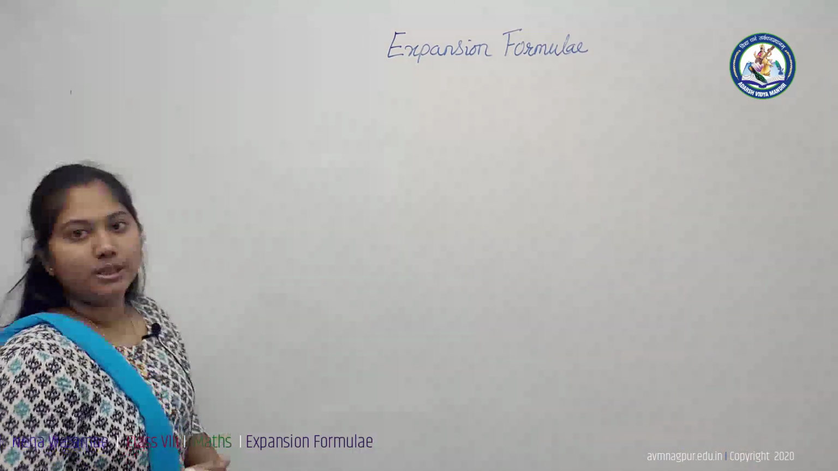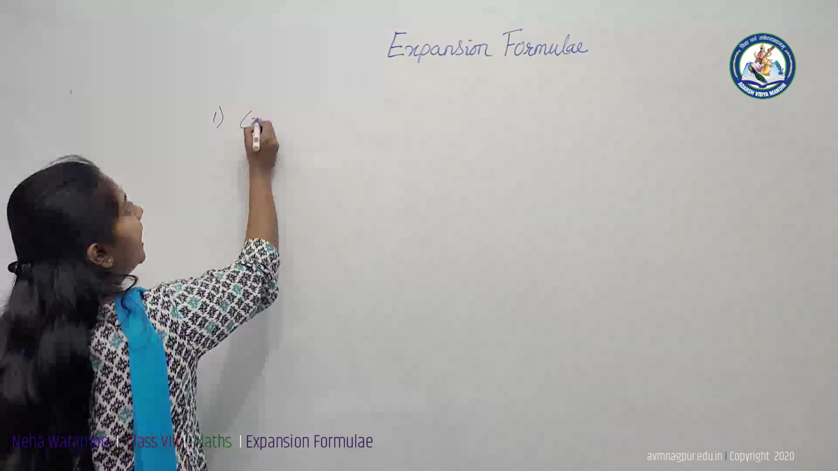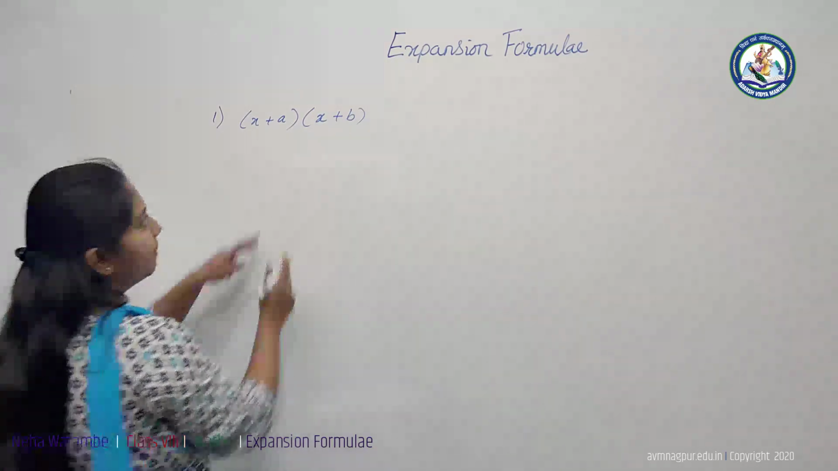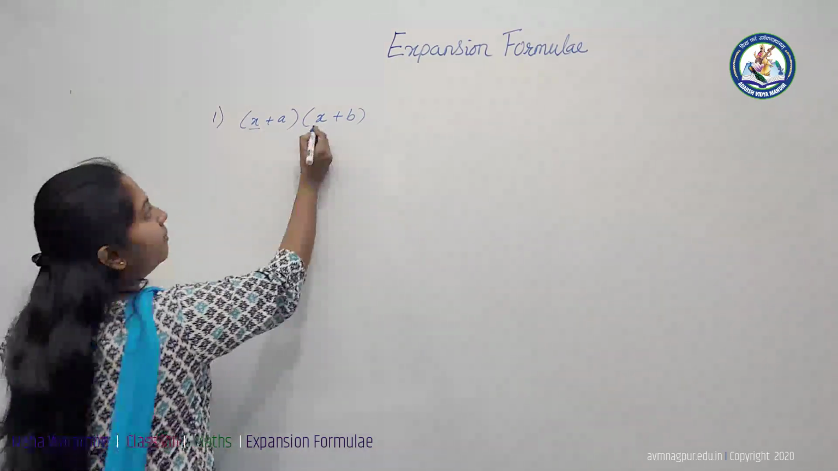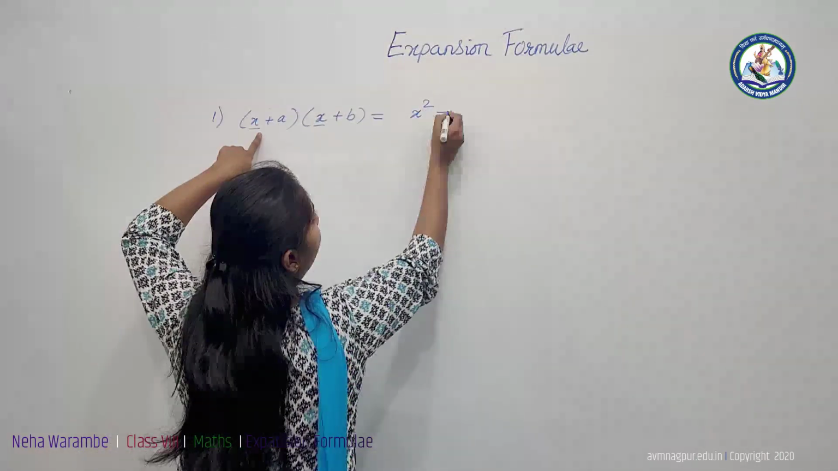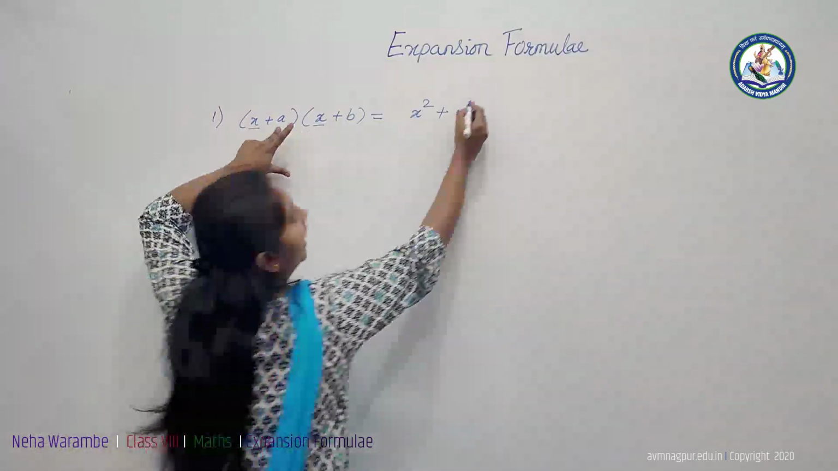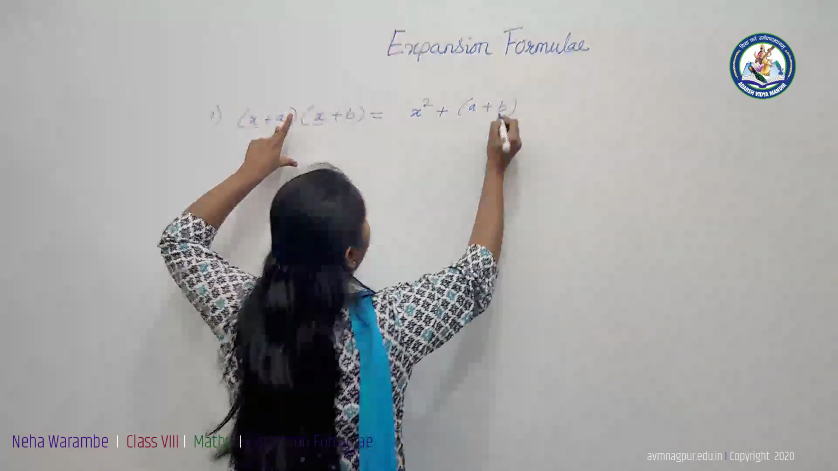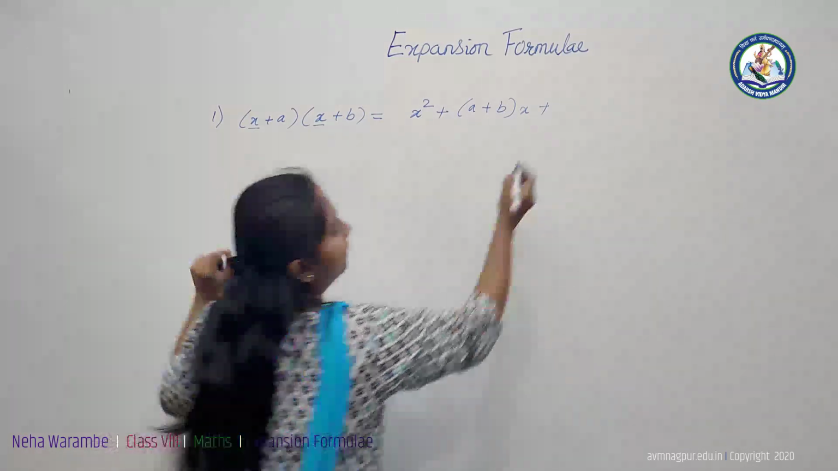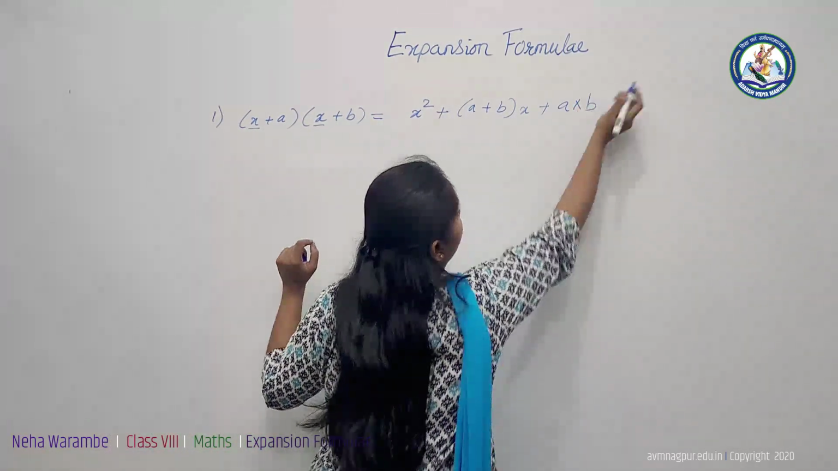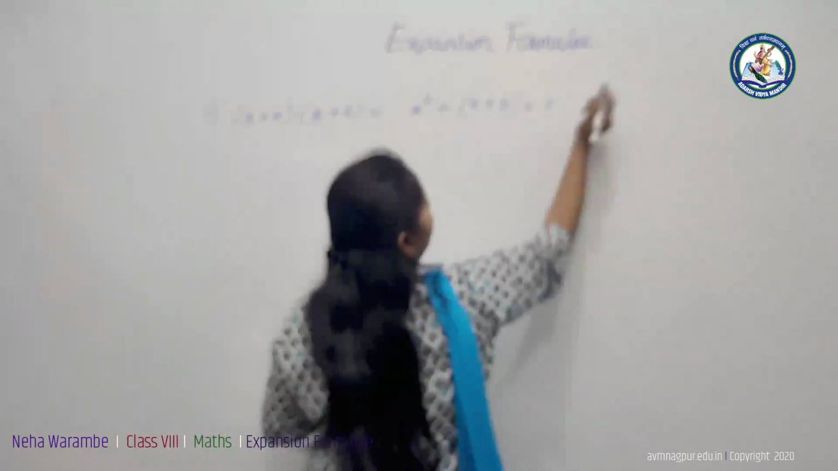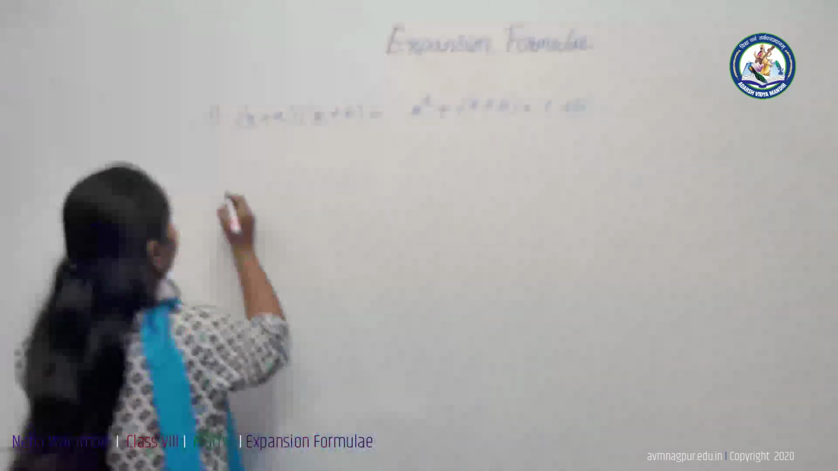Let's revise all the expansion formulas. The first one is x plus a and in the second bracket x plus b. These are binomial terms with the same first term. That is x square plus, in bracket, a plus b into first term, that is x, plus a into b, that means ab.